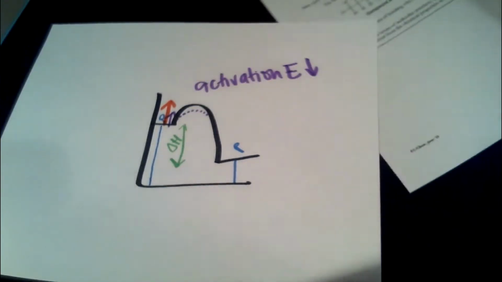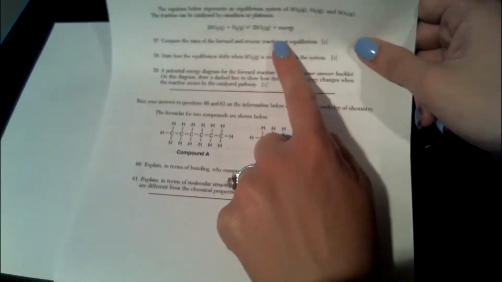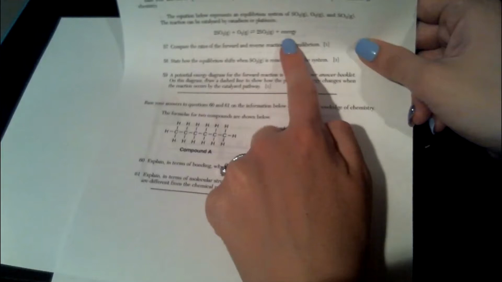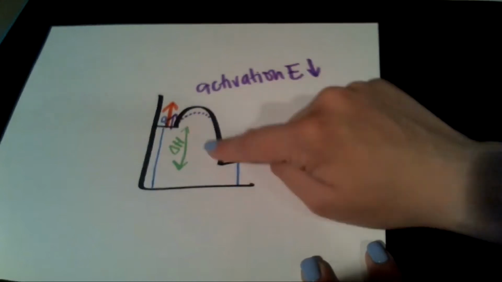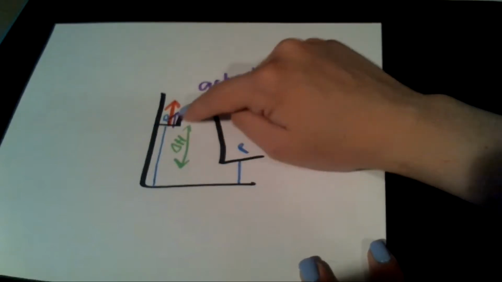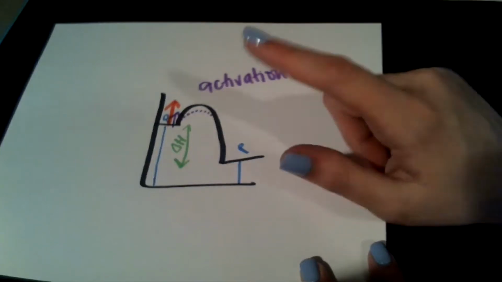Because the energy is in the products, that means it's coming out of the reaction, meaning the energy is exiting. This would be exothermic. This roller coaster would be exciting. Exothermic.